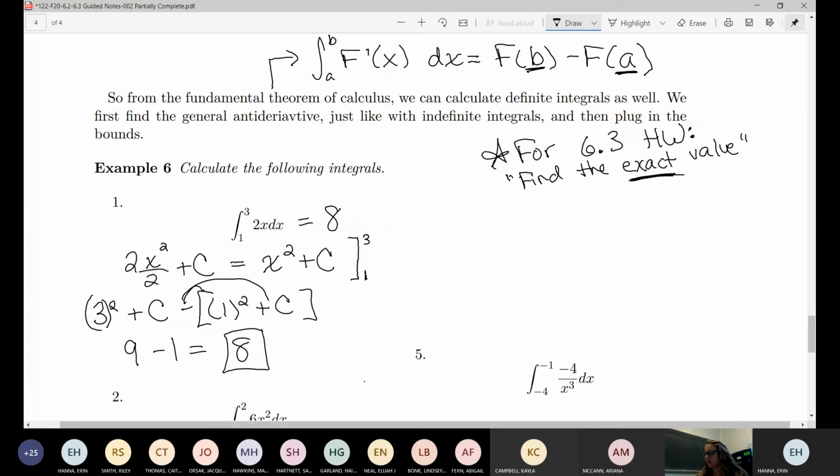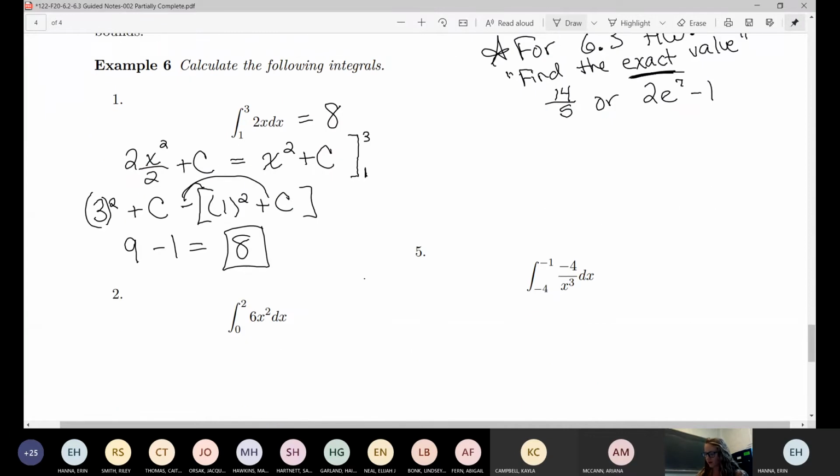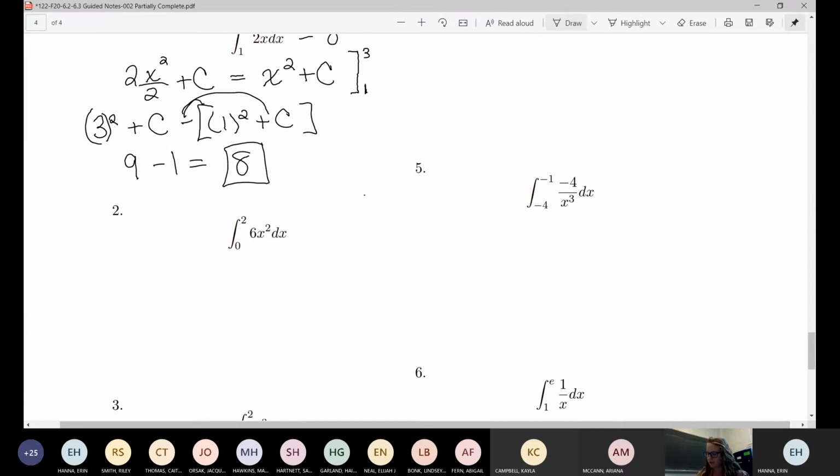So you will need to leave it as like 14 over 5 or 2e to the 7th minus 1. If you punch it into your calculator, it's not going to give you this, and it might not even give you this. So homework questions are going to force you to do it by hand, even if you're trying to just use your calculator, because you do need to know to do them by hand. So just be aware of that and do them by hand.